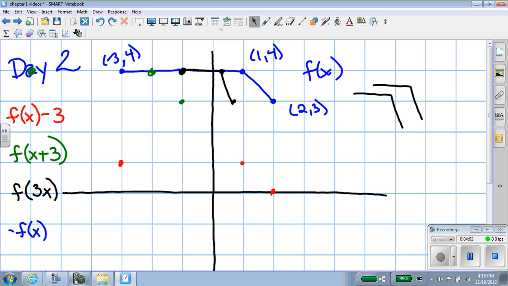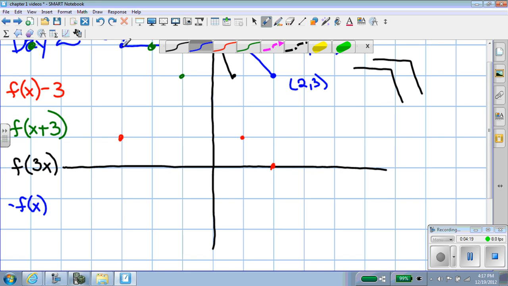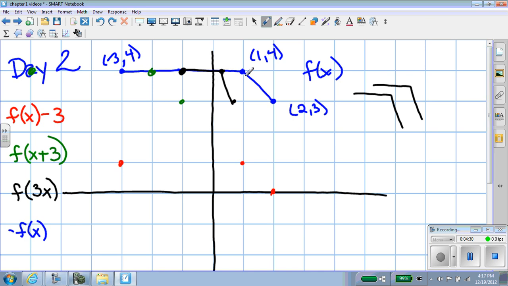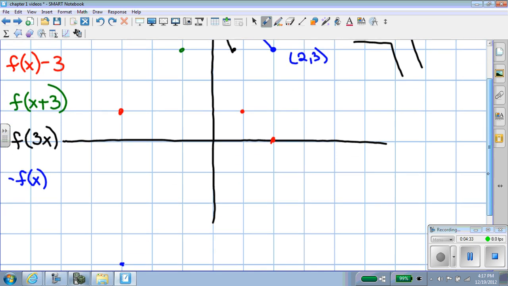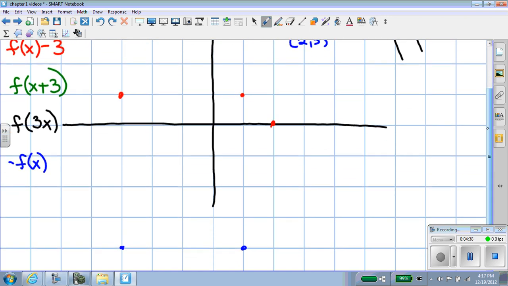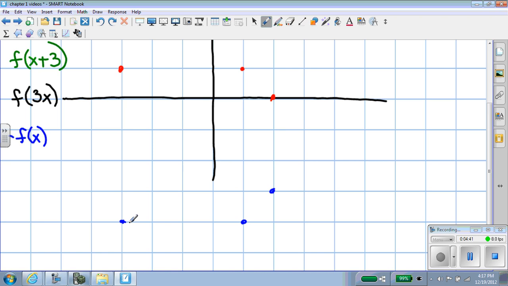Last one would be -f of x, which is a reflection over the x-axis. So this point is going to need to, instead of being 4 units above, be 4 units below. Same with this point. Instead of being 4 units above, it will be 4 units below. Instead of being 3 units above, it will be 3 units below.